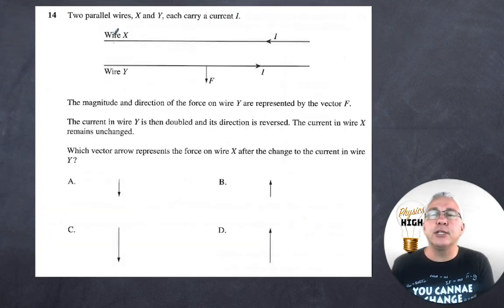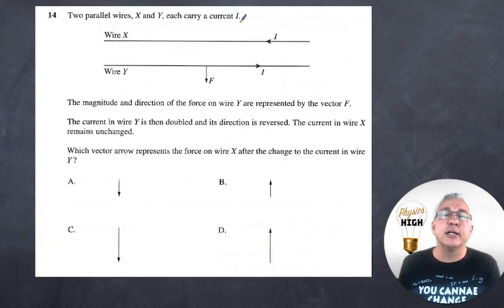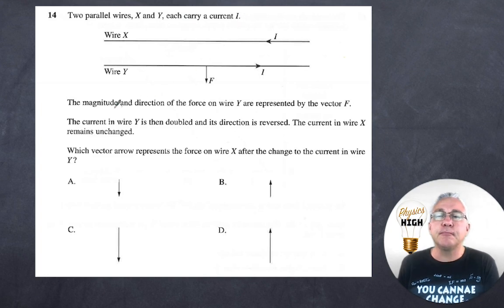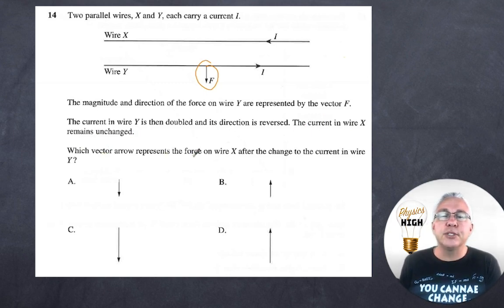Question number 14. Two parallel wires, X and Y, each carry current I. The magnitude and direction of the force on the wires is represented by a vector F, which is this one right here. The current in Y is then doubled and its direction is reversed. The current in X remains unchanged. Which vector arrow represents the force on wire X after the change to the current in wire Y?